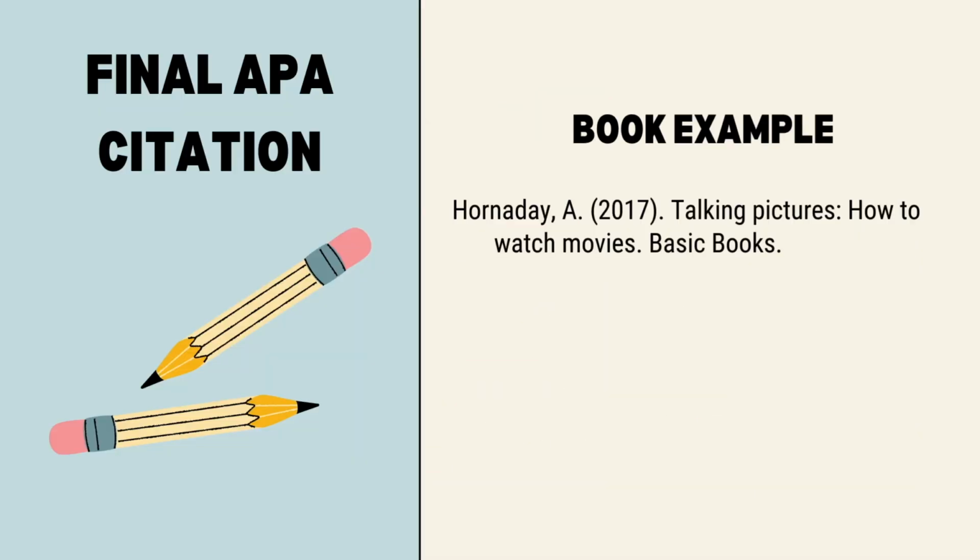So, for the book example we looked at earlier, in APA format, it would be cited as the author's last name, comma, the first initial, followed by the year of publication in parentheses, period, then the title of the book, and note how the title capitalization changes from MLA to APA. We just capitalize the T in Talking Pictures and the H in How to Watch Movies because it is the subtitle. And we end with the publication information.